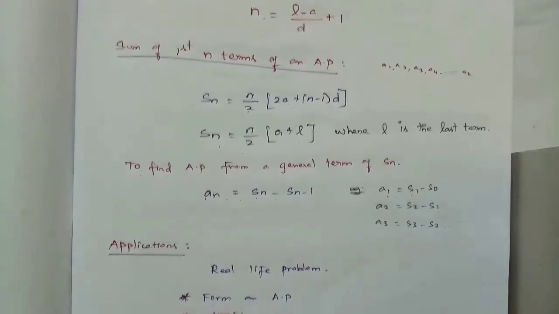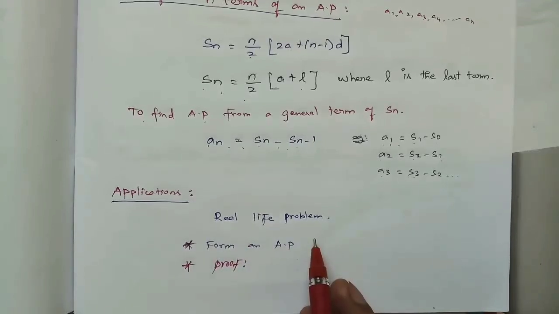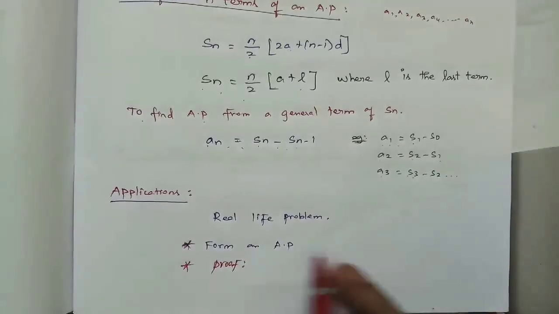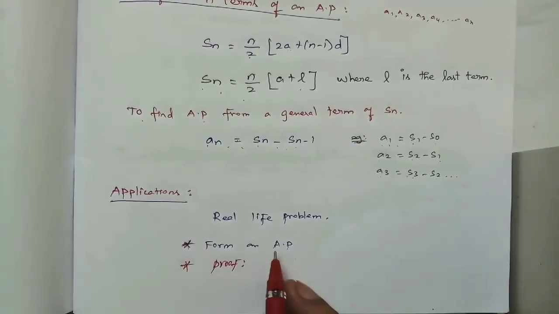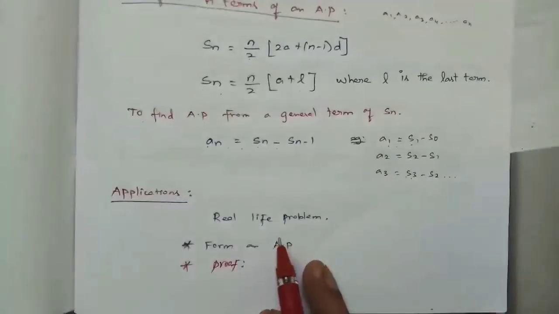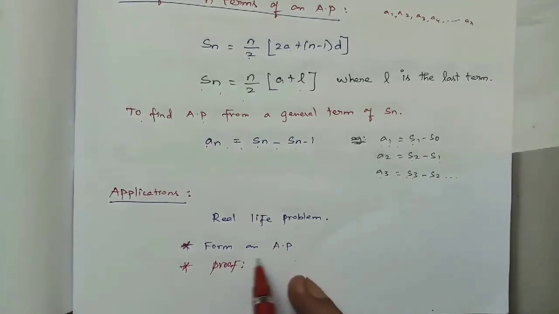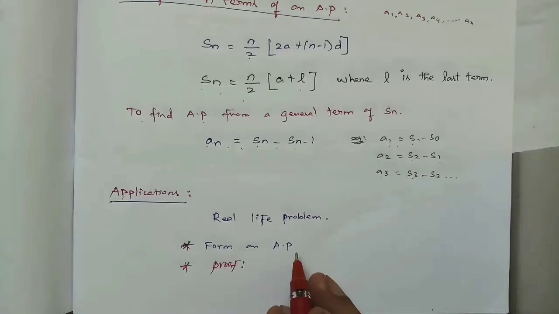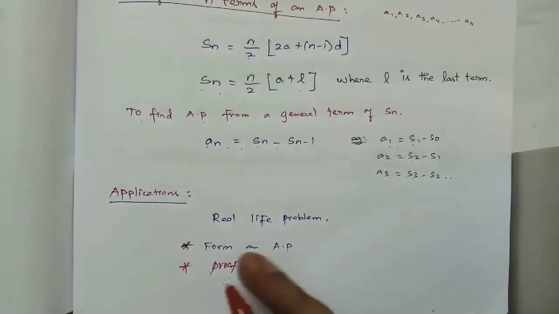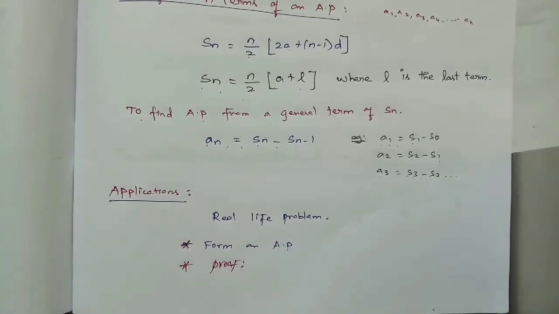The last concept is application of AP, arithmetic progression. They will give a word problem. By reading the question, we want to form an AP, and with the help of the above formulas, whatever they are asking, we want to find. So first, by reading the question, we want to form an AP. That is very, very important. You can practice so many sums for forming an AP alone.